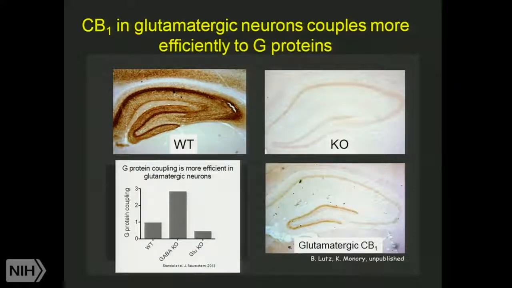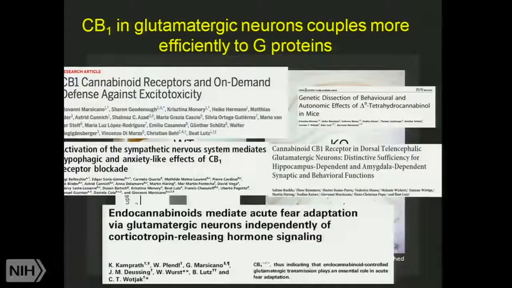Although these receptors are very low in number, they function differentially, and this just shows a measure of receptor activation using G-protein coupling. This is for normalized signaling in wild-type neurons at 1. If you knock out CB1 receptors from GABAergic neurons, you're left primarily with CB1 receptors in glutamatergic neurons, and those signal very efficiently, whereas the CB1 receptors in GABAergic neurons signal less efficiently, so there's about a 5-to-1 ratio here. And there's a large variety of experiments done with mice lacking CB1 receptors in GABAergic neurons but present in glutamatergic neurons, showing that CB1 receptors in those glutamatergic neurons have very major biological effects.